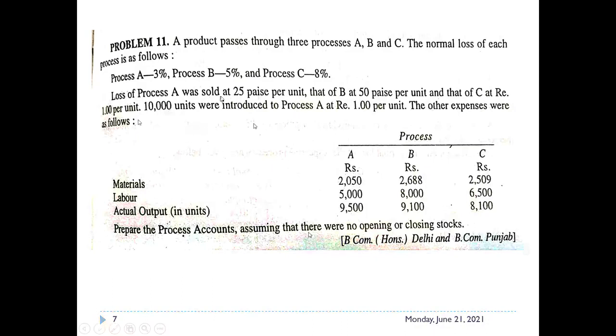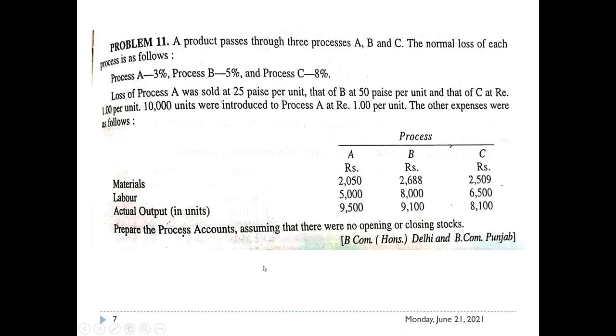10,000 units were introduced in Process A at the rate of 1 per unit. So units introduced in Process A is also there. It is on the debit side. The other expenses for Process A, B, C, material, labor, and actual output in units are given. Okay, material and labor is given. Prepare process accounts, assuming there were no opening or closing stock.